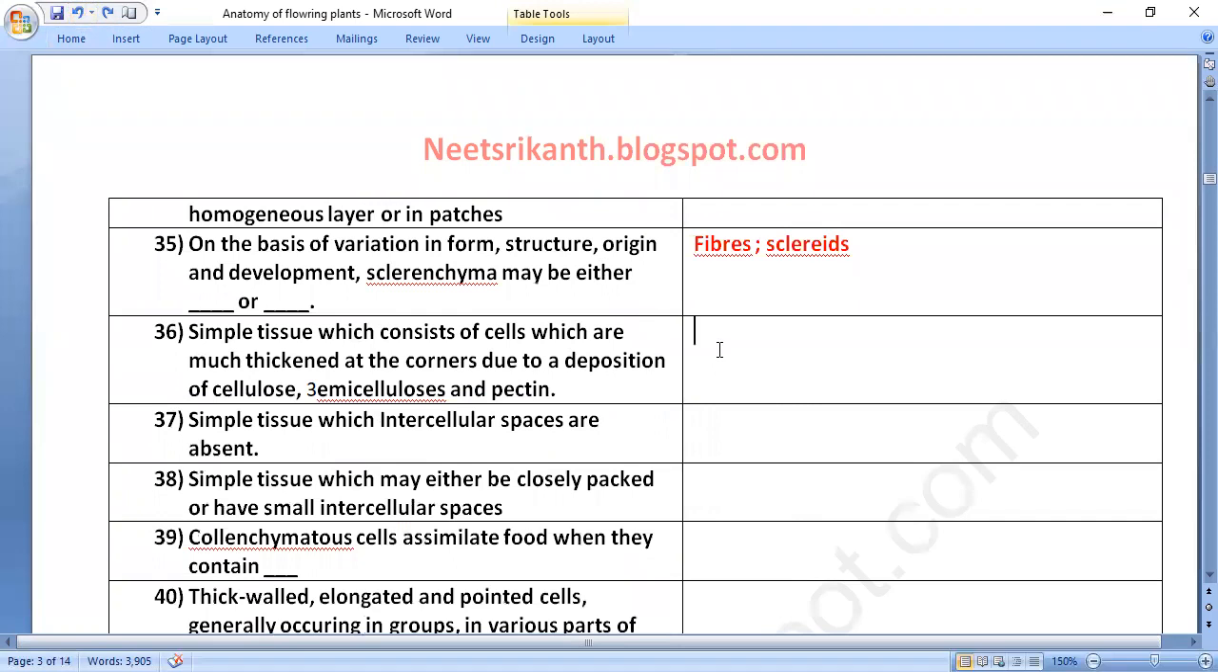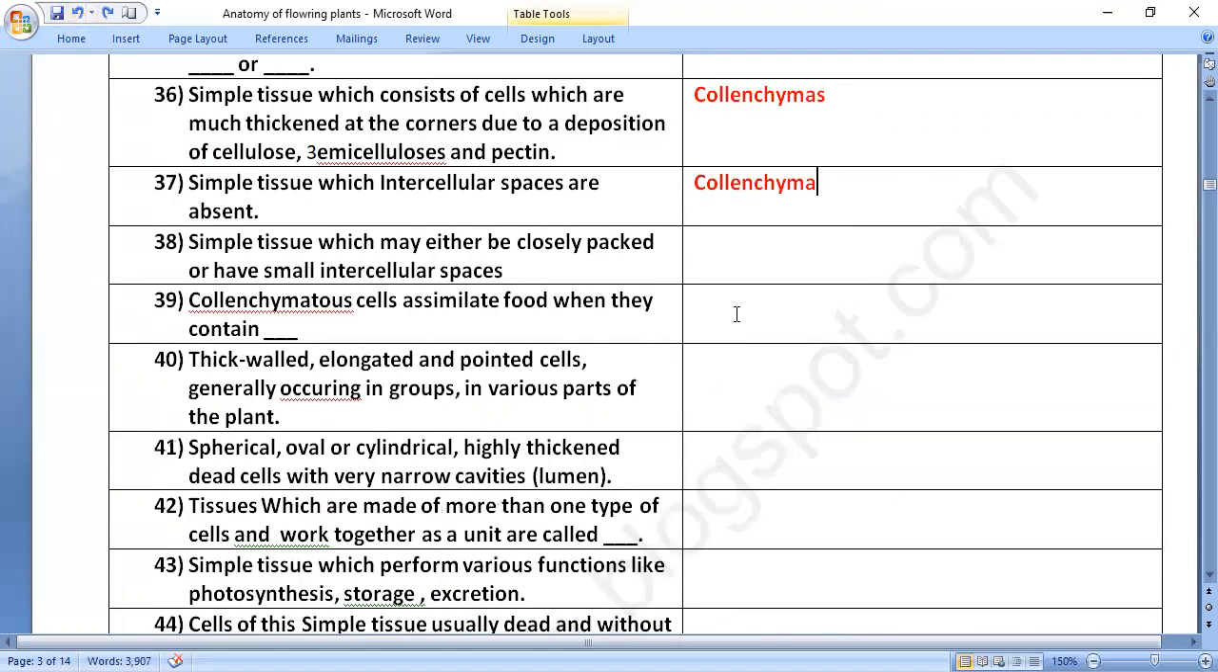Collenchyma is a simple tissue which consists of cells much thickened at the corners due to deposition of cellulose, hemicellulose and pectin. Intercellular spaces are generally absent. The cells may be closely packed or have small intercellular spaces. Collenchymatous cells assimilate food when they contain chloroplasts.